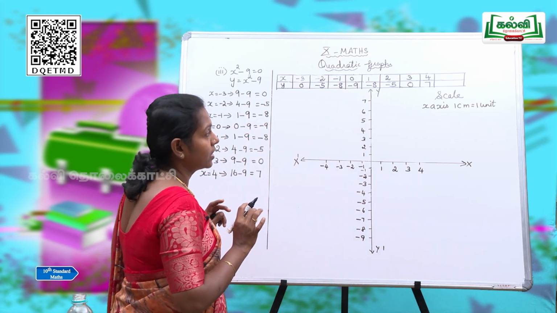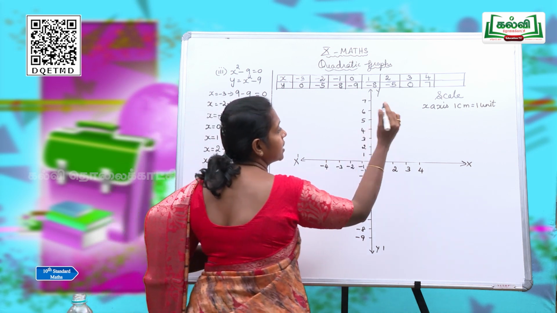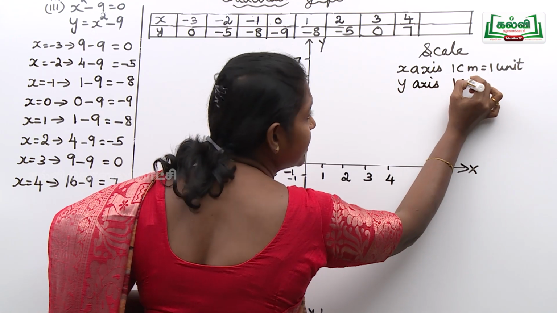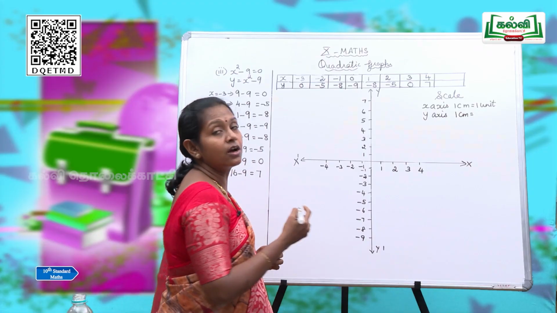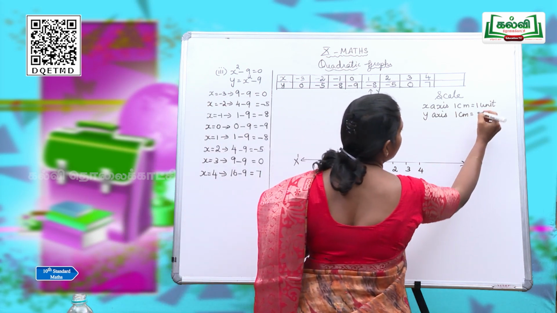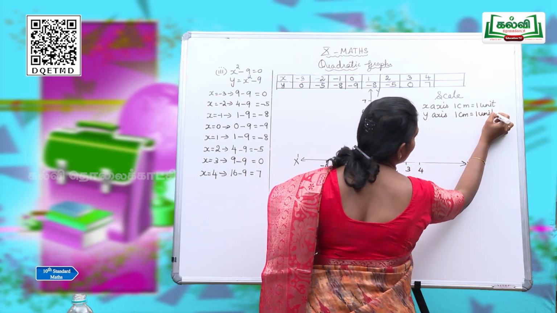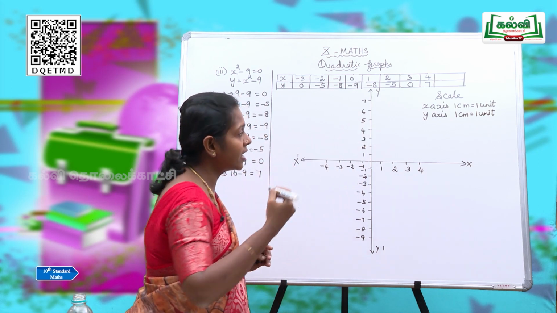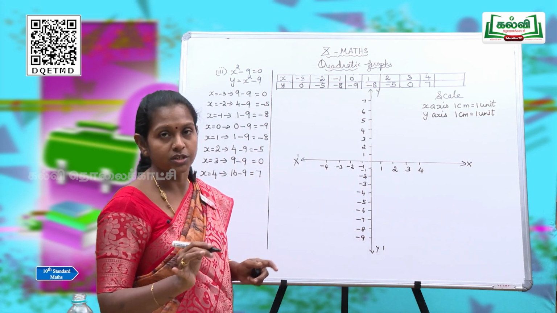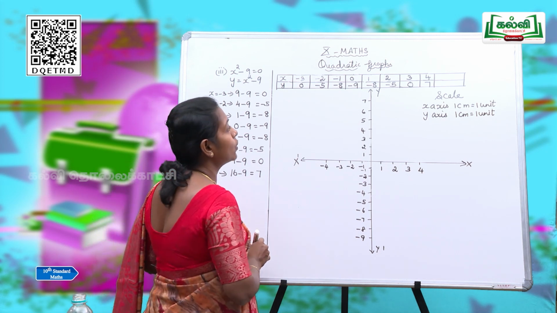So, we marked. Now, we are going to plot. Before you plot, remember the y-axis. In this question, no need to take more number of units. Just 1 unit is enough. That's why I have taken 1 unit. So, there is no difference between the x-axis and y-axis. Both are considered as 1 centimeter as 1 unit. Clear, children? Good.